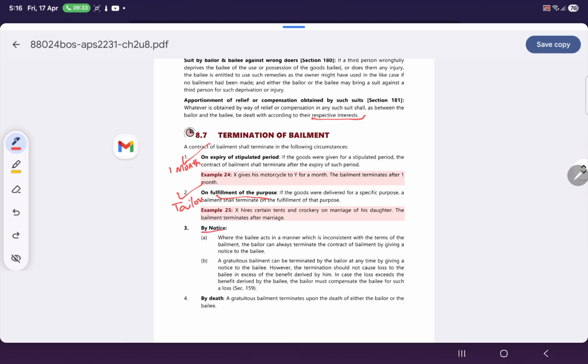By notice. I am giving the notice that the bailment is complete, where the bailee acts in a manner which is inconsistent with the terms of the bailment. Bailee is not acting in a right manner. Bailee is acting in an inconsistent manner. The bailor can always terminate the contract. Then the bailor will terminate the contract by giving a notice to the bailee. A gratuitous bailment can be terminated by the bailor at any time by giving a notice to the bailee.